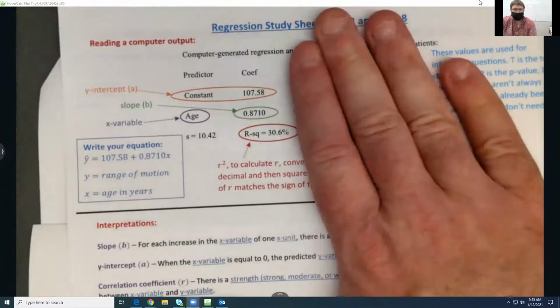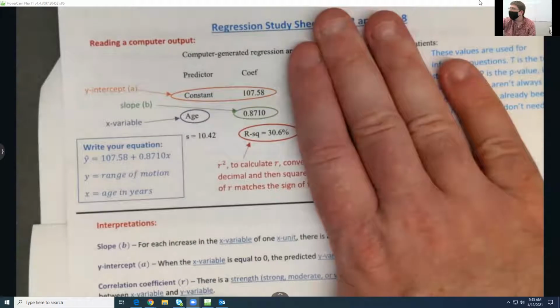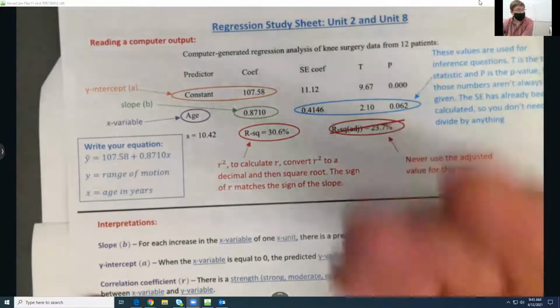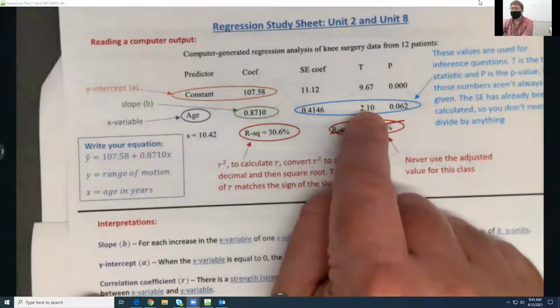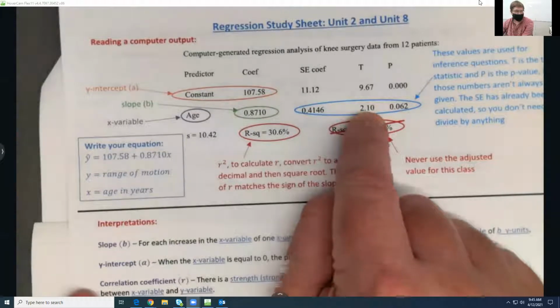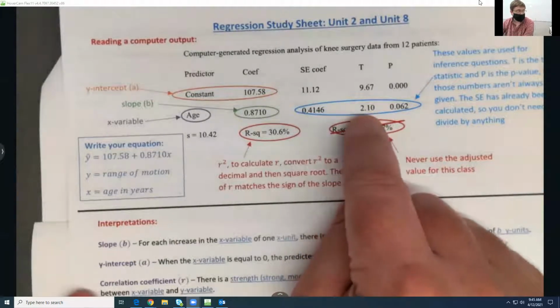Now, remember, when we did this in September, this is all we cared about, right? We didn't pay attention to anything over here on this side whatsoever. It was all to us a waste of space. But now we know what T stands for. What does T stand for? It's my T value, my test statistic. Okay, it's not the one we're going to use later today, but it's there for a reason.